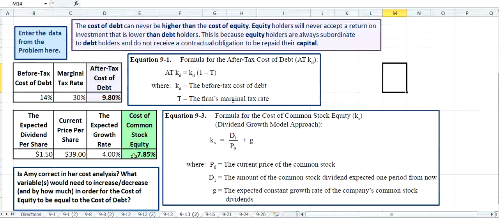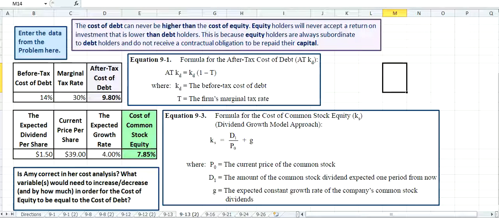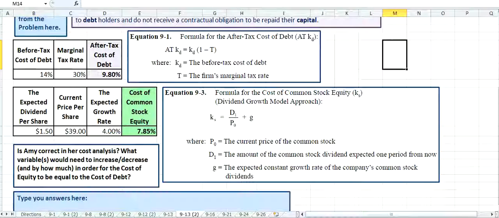So if these numbers are correct, if the growth rate projections are correct, if all of these are the correct numbers, then Amy's wrong, right? Correct? She is wrong. The correct answer is that she is wrong. Okay, so the question I'm asking you is, what variables would you need to increase or decrease, and by how much, in order for the cost of equity to be equal to the cost of debt?